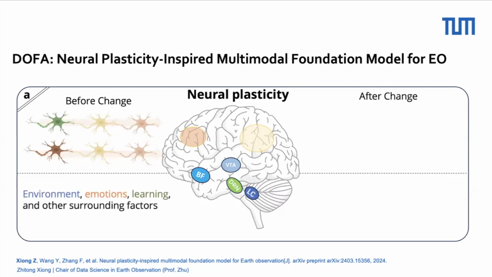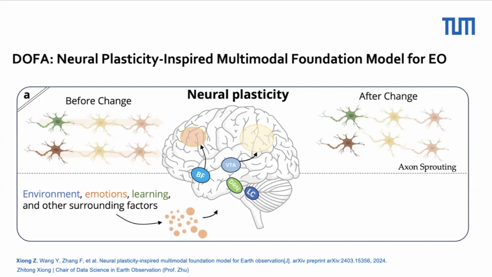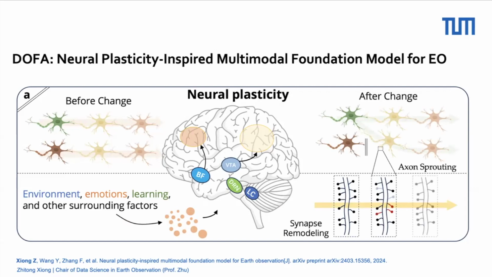As I just said, when you are learning a new language or listening to your favorite music, there could be some environmental factors. And these surrounding factors would trigger some chemical signals to your brain, and the brain would cause some change. For example, the axon protein or the synapse remodeling. You can see that the brain is changing its state to enhance the learning ability for new things. So this is the basic idea.